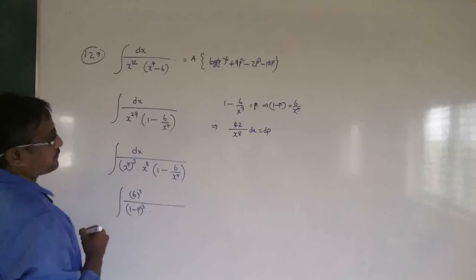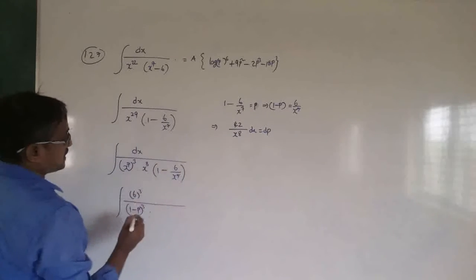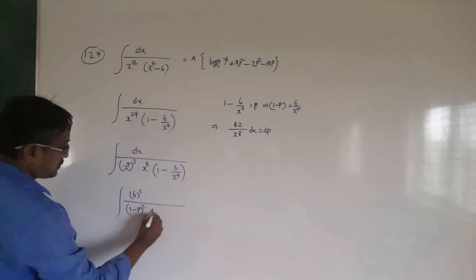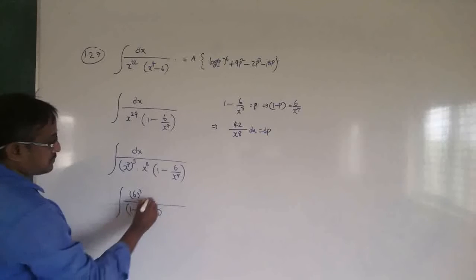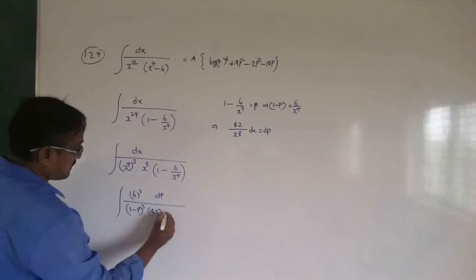into, now 1 by x power 8 dx. 1 by x power 8 dx can be written as dp by 42. So 42 into, now 1 minus 6 by x power 7 is p.